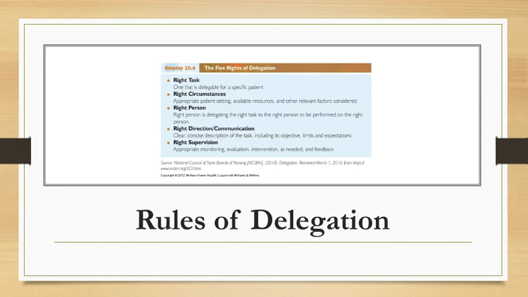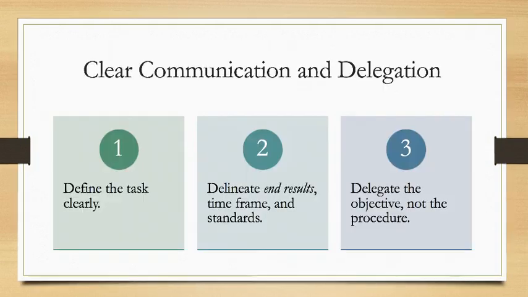And you also, as part of delegation, if you've delegated something, you want to make sure that you follow up on the delegated task, and that you provide feedback and you reward people that are doing a good job. And when I say reward, it doesn't mean giving them flowers or a monetary gift. Sometimes it's just going up to them and saying, hey, you did a great job, and I appreciate you being part of our team. Clear communication. Again, we want to define the task that's being delegated very clearly. You want to delineate the end results and the time frame and the standards that are going to be used, and you want to delegate the objective, not the procedure.